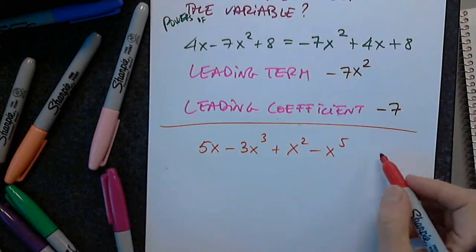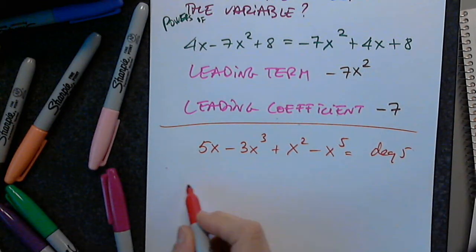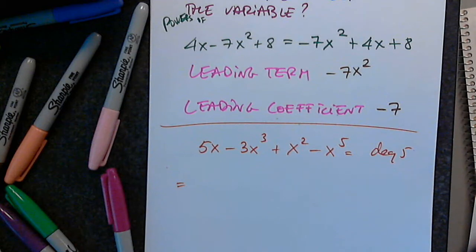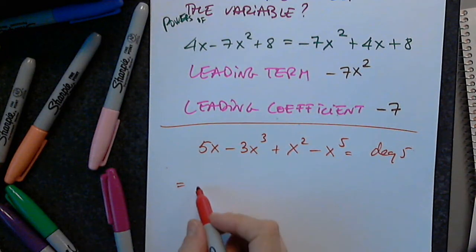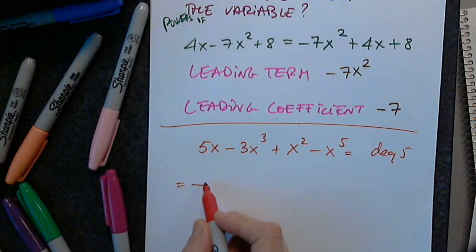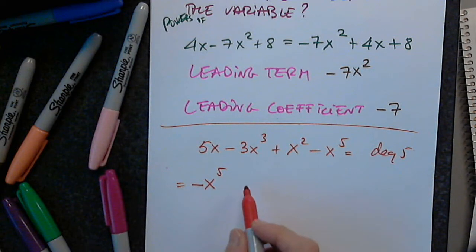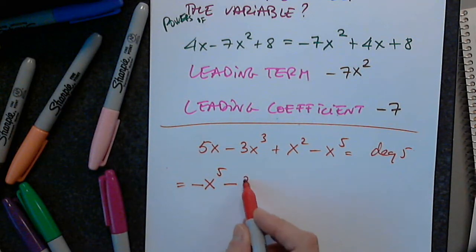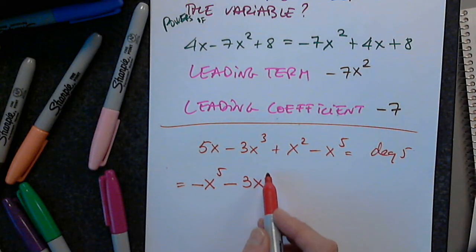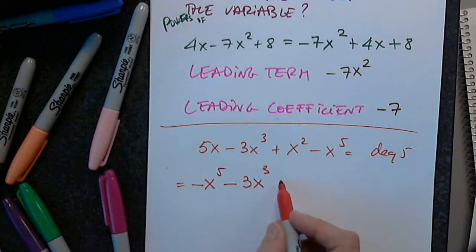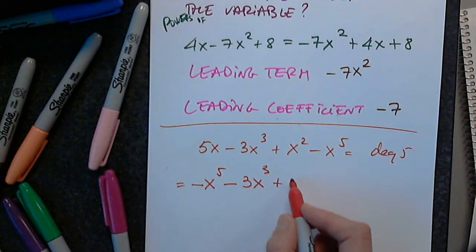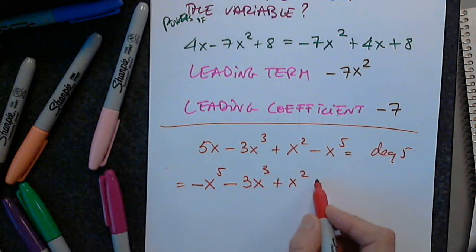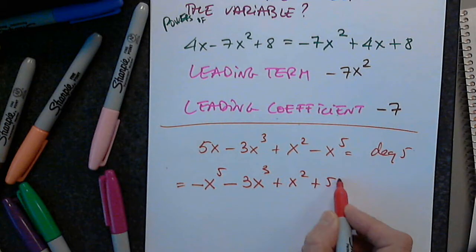5. Degree 5 indeed. So then you will tell me how to rearrange it, because obviously it's not arranged in descending order of the powers of the variable. Negative x to the fifth, very good. Minus 3x to the power 3, awesome. Plus x squared, yes. Plus 5x. That's it.